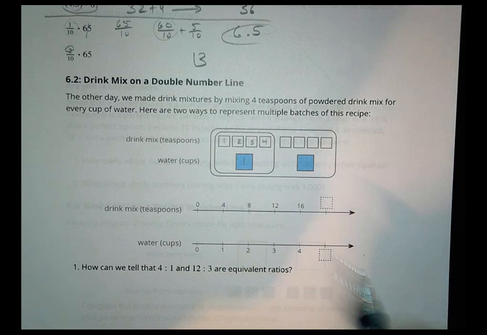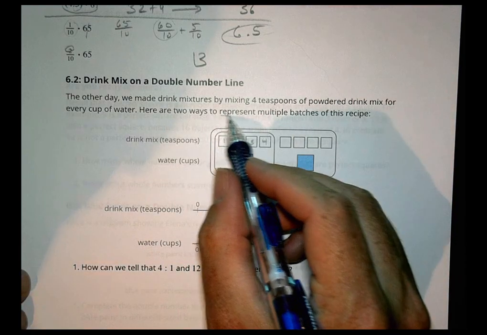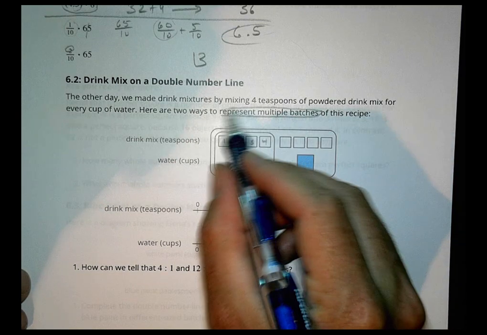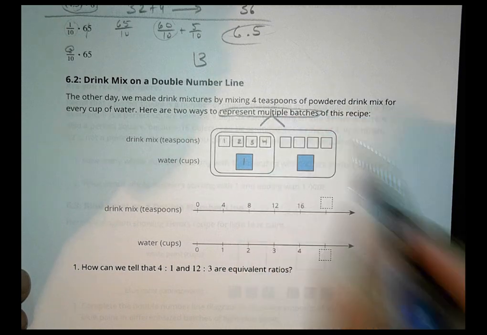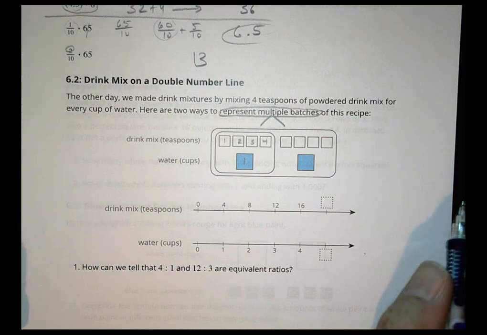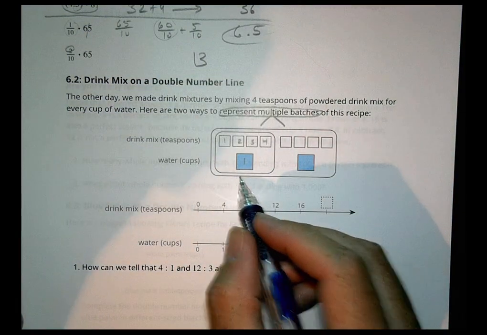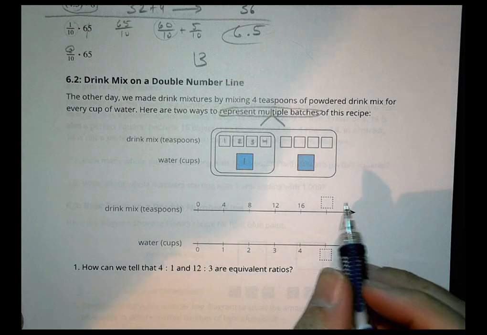So that's what I'm just noticing here with this representation, okay? This is representing multiple batches, and in this case, multiple means we have more than 1, so we have 2 going on there. When we take this picture, we can then put it into what we call a double number line form.